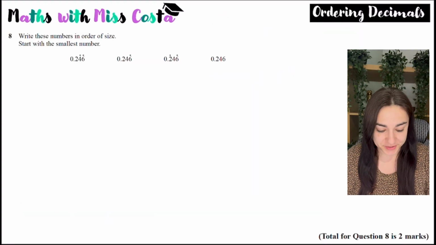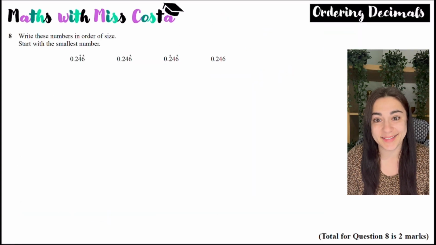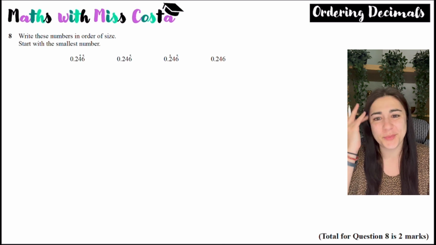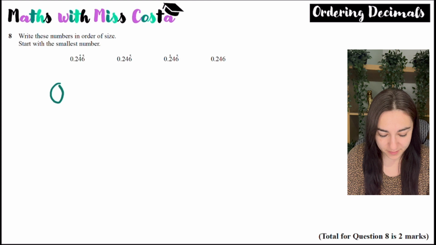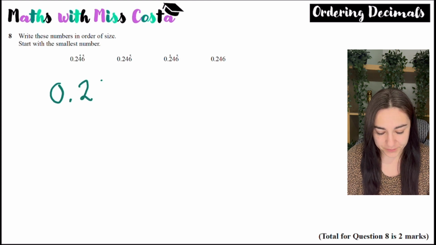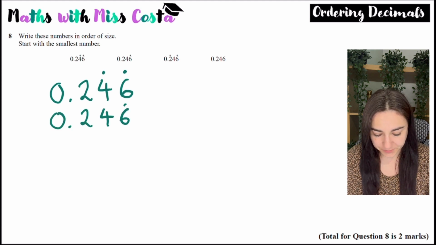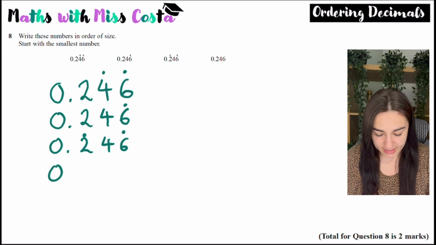Okay, so in this question, I'm being asked to put these decimals in order of size, and some of them are recurring. Now, the best thing to do when you're ordering decimals is to just write them out so that you can compare them. So if I write all of these out like this, 0.246 over here, this part's recurring, and 0.246.